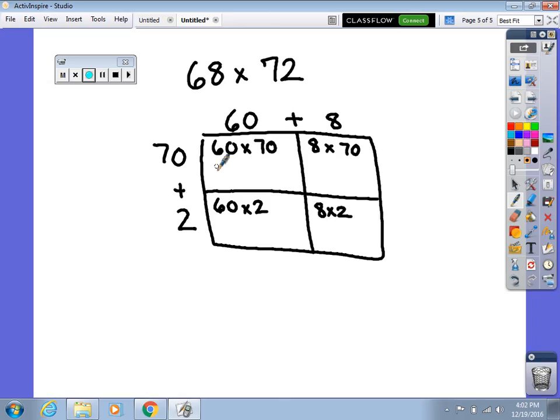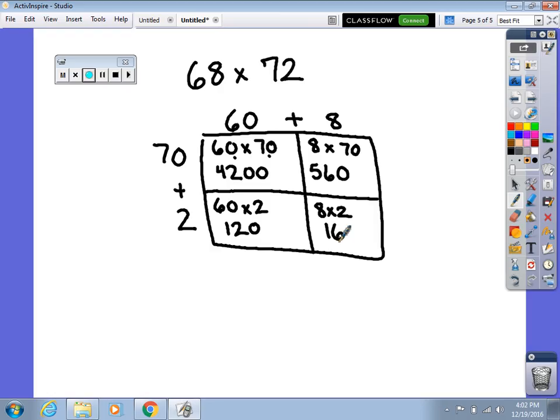6 times 7 is 42. There's 1, 0, 2 zeros. Put those at the end. 8 times 7 is 56. And 1 0 at the end. 60 times 2 is 120. And then 8 times 2 is 16.